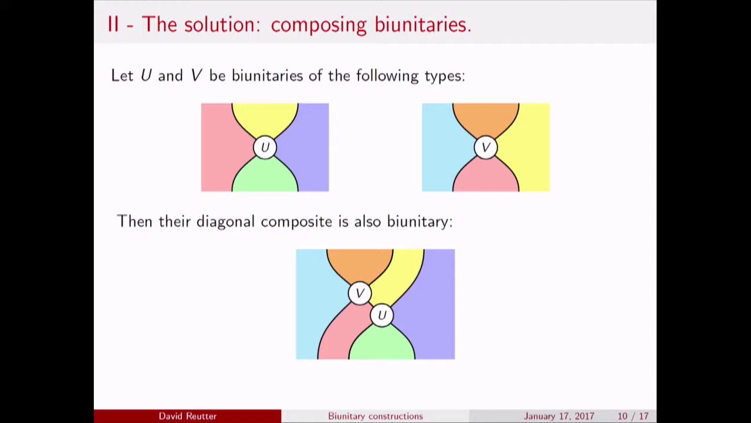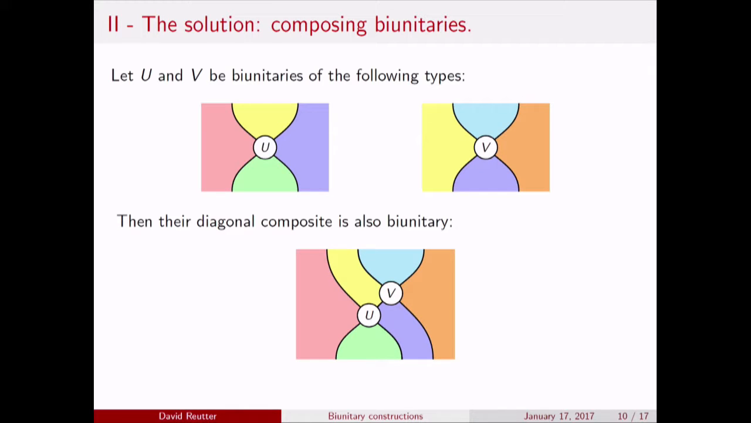Well, why is that true? If you have some experience with tensor networks, you pretty much see that this is again unitary. You just compose it with its adjoint and it all works out. But then if you tilt your head by 90 degrees, the picture looks pretty much the same. So it's also horizontal unitary. So given two biunitaries, we can compose them diagonally to obtain another biunitary. We can also compose them along the other diagonal, obviously. So there's no preferred diagonal.